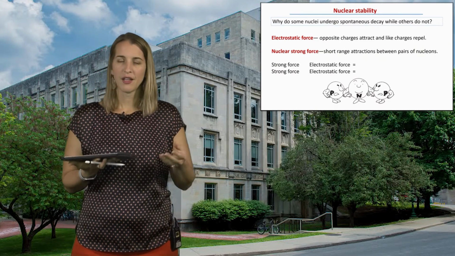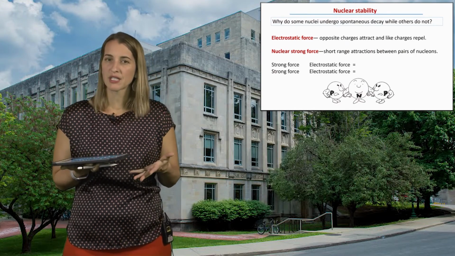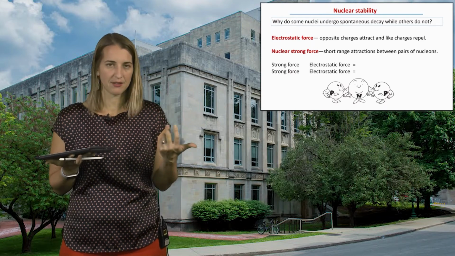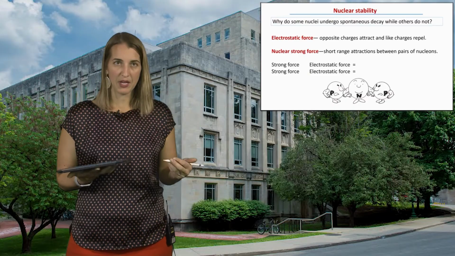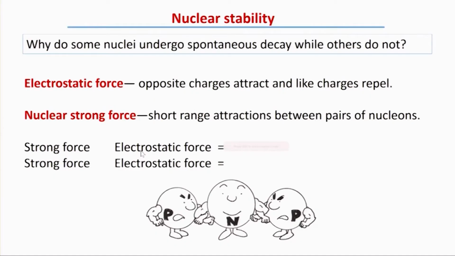Not all nuclei are radioactive, so what is holding the nucleus together for the ones that are very stable, and what is going on when they're not very stable? All right, so there are a couple different forces that we have to pay attention to. We have the electrostatic force, and this is the force where opposite charges attract and like charges repel.